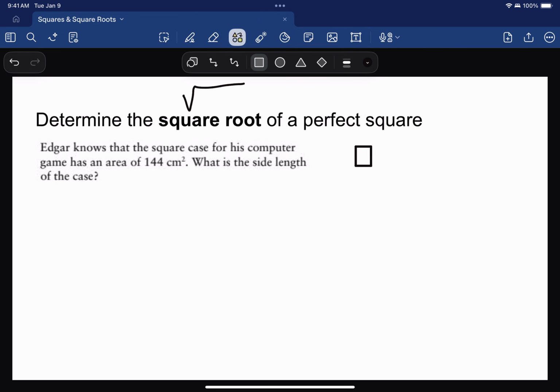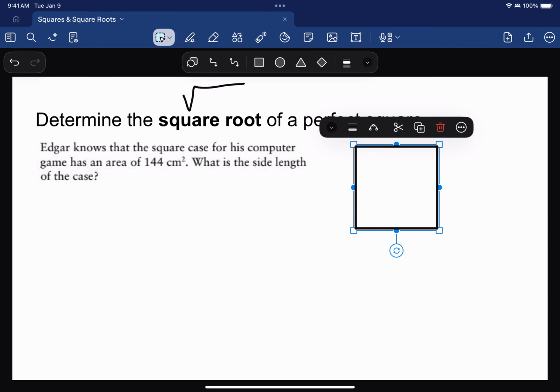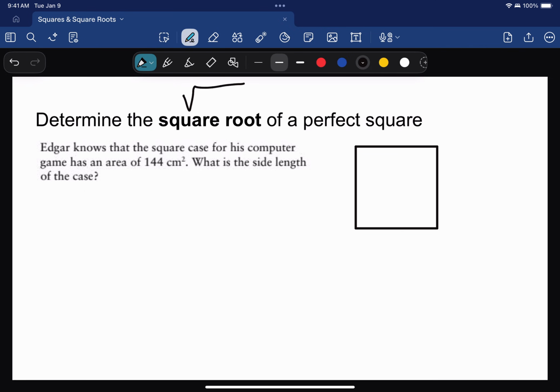Okay, so let's draw a picture. I always like to draw pictures. So here's our case, okay? We know the area is 144 centimeters squared, and we need to figure out our side length, okay? So this is a question mark. We need to figure it out. So we need to figure out S, okay? So I'm going to put it as S.